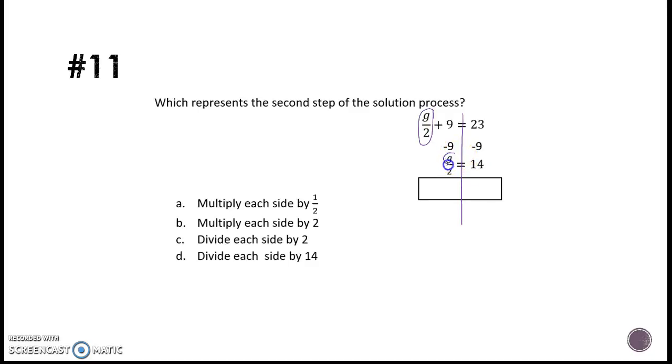So now we want to isolate the variable, and we have to get rid of the 2. So you want to think about what operation is going on right now, and then we have to do the opposite operation to undo it.